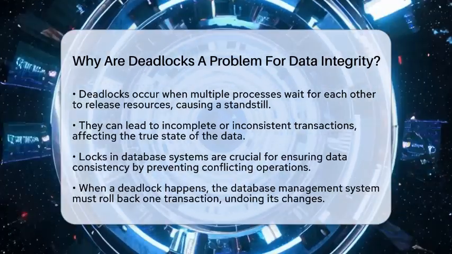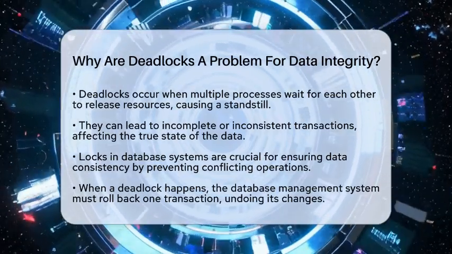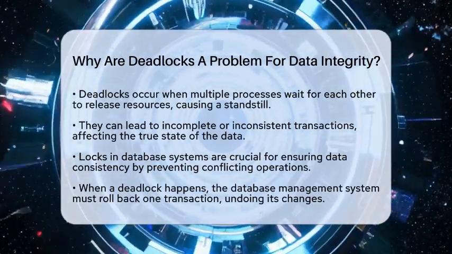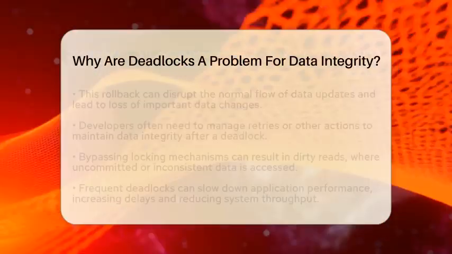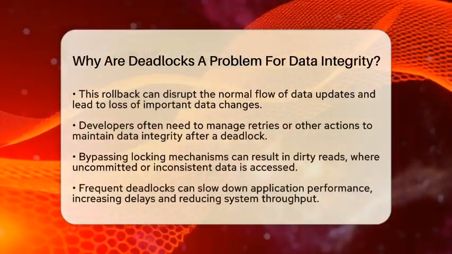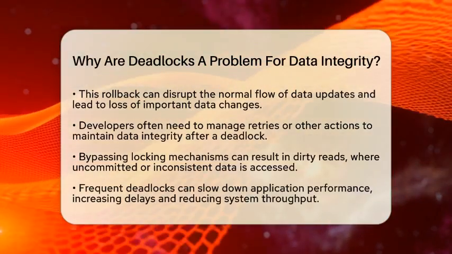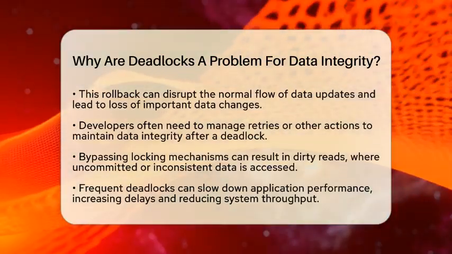In database systems, locks are essential for maintaining data consistency. They prevent conflicting operations from happening at the same time. However, when a deadlock takes place, the database management system must choose a transaction to roll back. This rollback undoes changes made by that transaction, which can disrupt the normal flow of data updates.